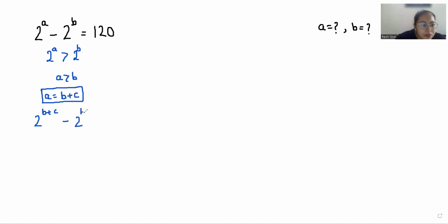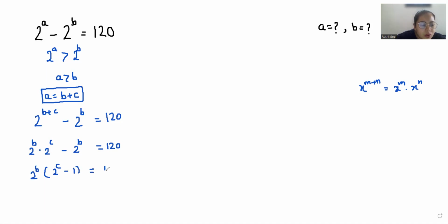minus 2 power b is equals to 120. According to the exponent rule, x power m plus n, we can write it as x power m times x power n. So 2 power b times 2 power c minus 2 power b is equals to 120. If I take 2 power b as common, 2 power b times 2 power c minus 1 is equals to 120.